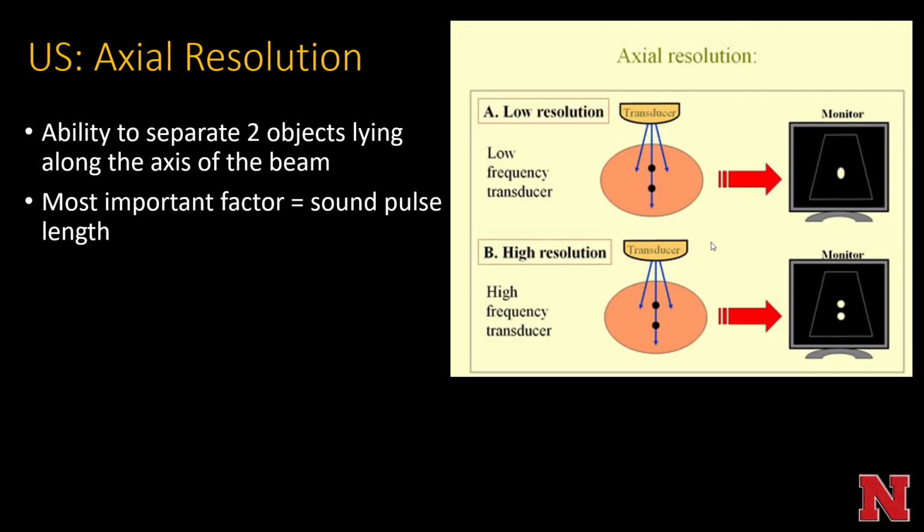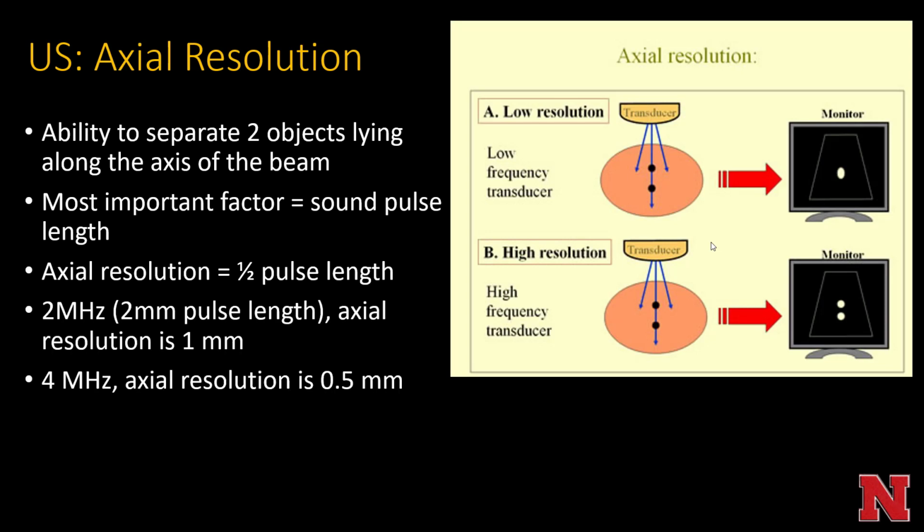The most important factor is the sound pulse length. So remember, length and frequency are directly related, or rather indirectly related, I guess. So the sound pulse length determines your axial resolution. So axial resolution is 1/2 the pulse length. 2 megahertz or a 2 millimeter pulse length gives you an axial resolution of about a millimeter. For 4 megahertz, your axial resolution would be about 0.5 millimeters.